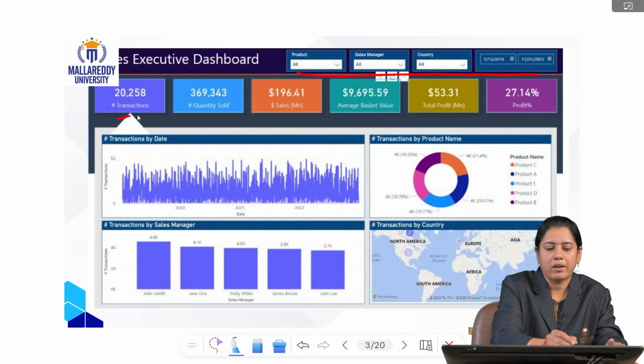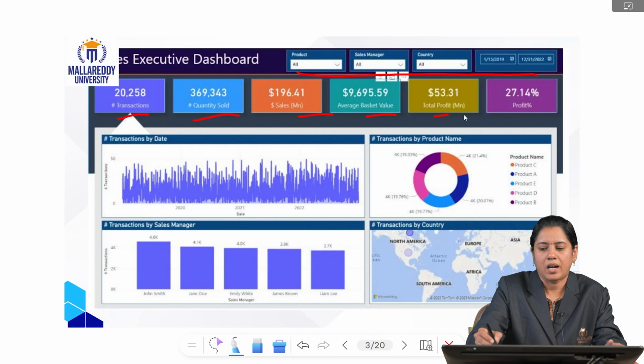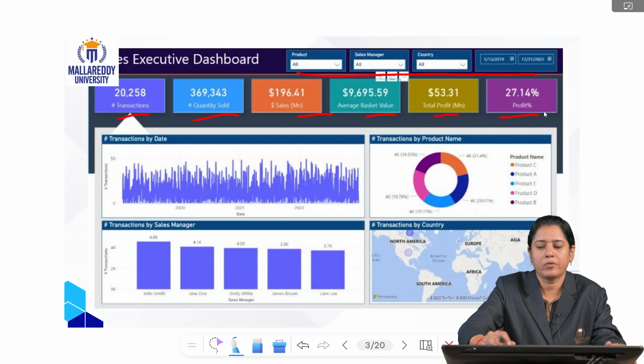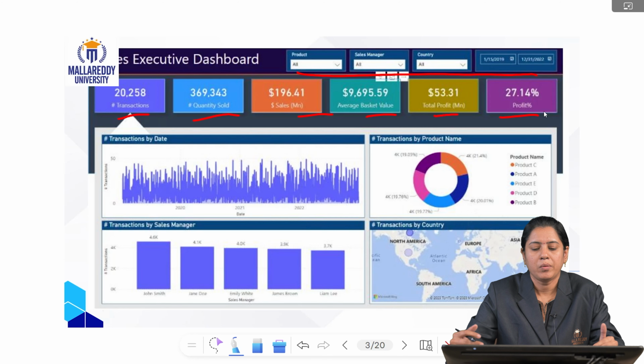Whatever we have here, these are all cards. These are generally used to display the overall summary of the data. Generally in a dashboard, at the top we have the overall summary of the data, and below that the charts give us more detailed information.